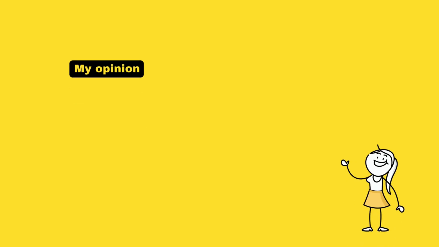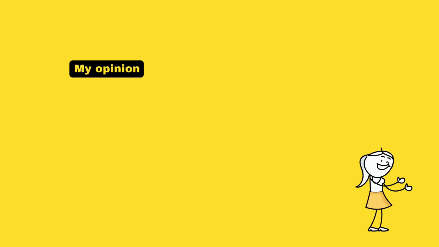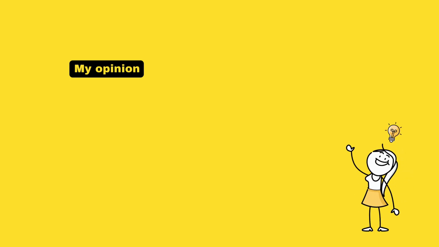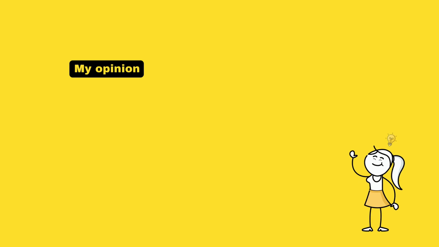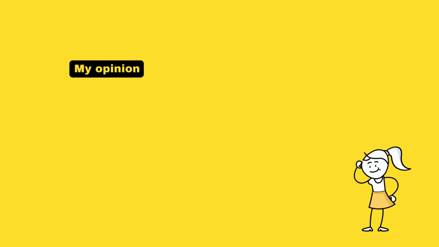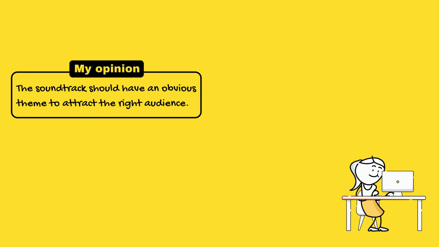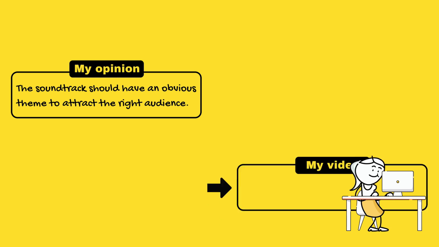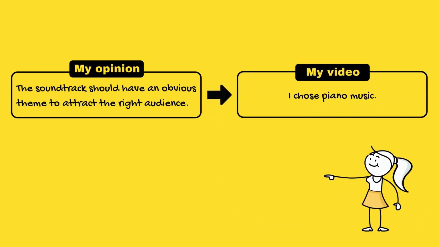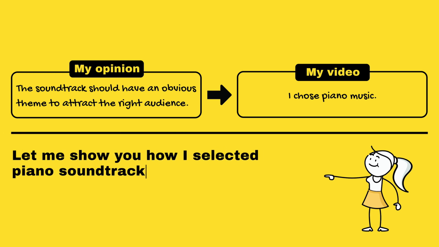In my opinion, one of the most important aspects of creating a relaxing or concentration music video on YouTube is choosing a consistent music theme. This could be lo-fi, ambient, soft music, or a specific genre. The soundtrack should have an obvious theme to attract the right audience. For my video, I chose piano music. Let me show you how I selected piano soundtracks on Envato Elements.